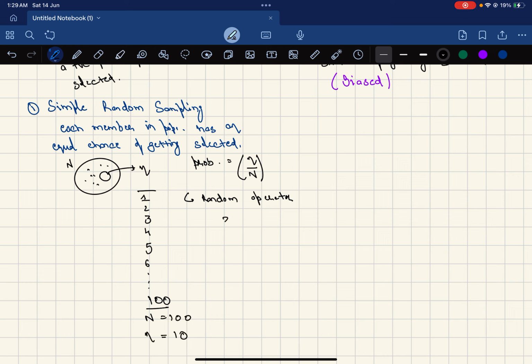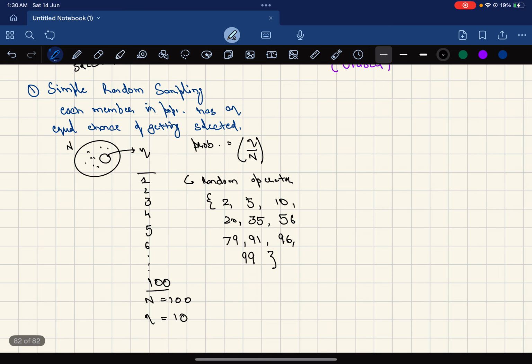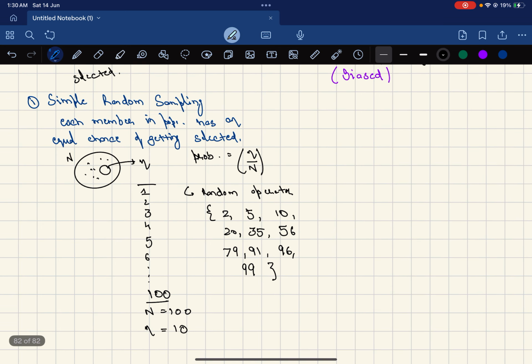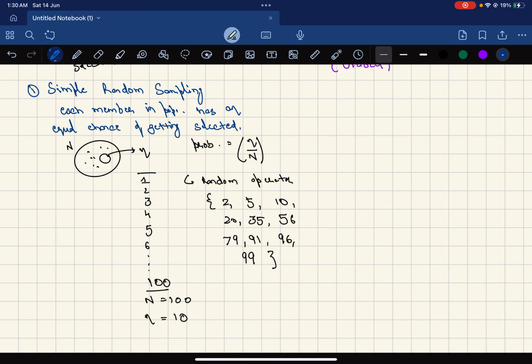So we can get a sample randomly, let's say 2, 5, 10, 20, 35, 56, 79, 91, 96, and 99. So let us say this is one of the possible simple random samples from the whole population, and the only thing to note here is that each member in the population had an equal chance of getting selected. So this is how we do the simple random sampling process, which is the first probability sampling method. Now let us look at the second probability sampling method.